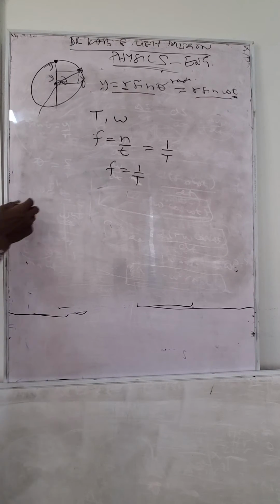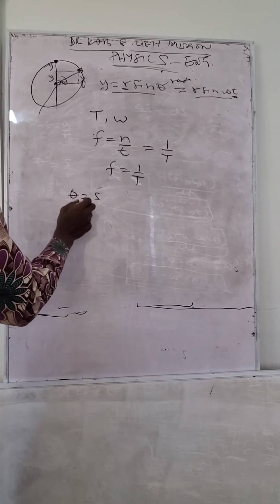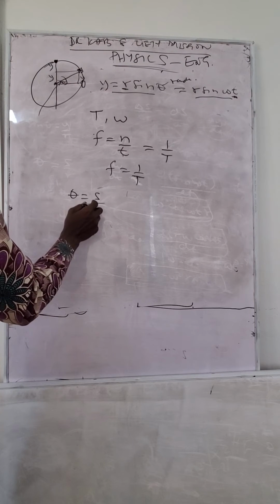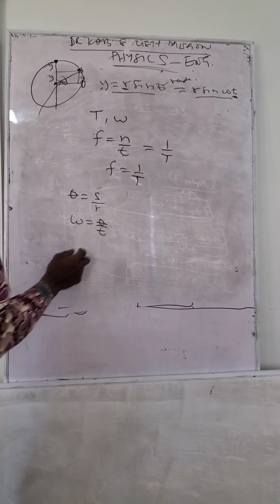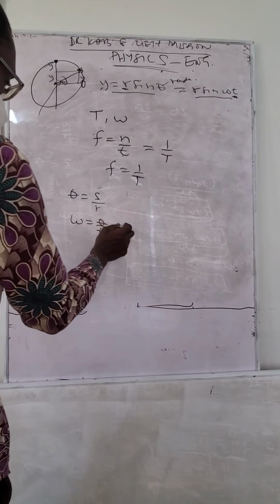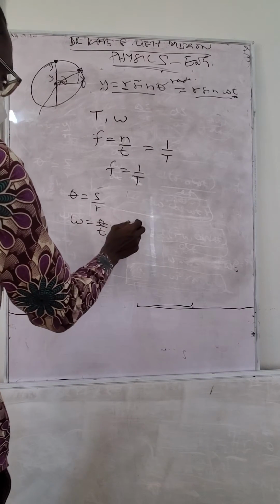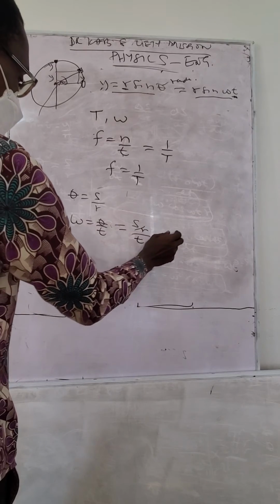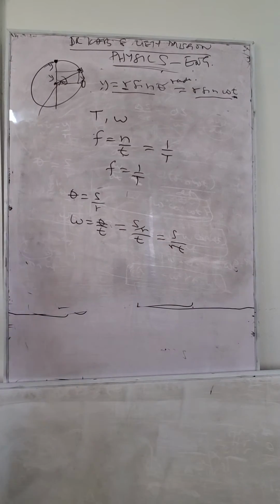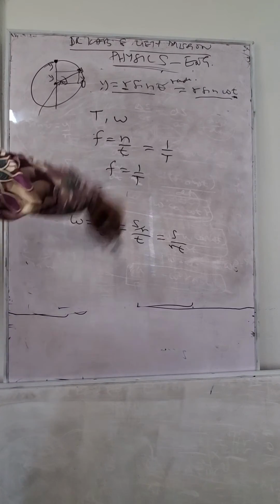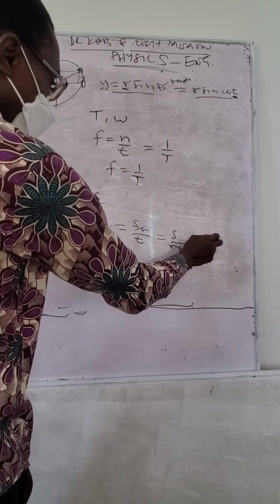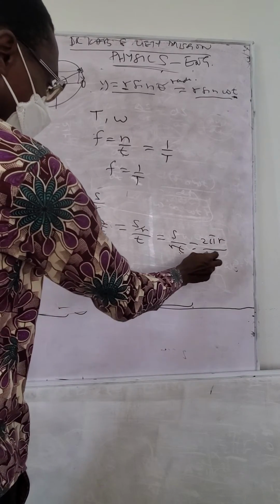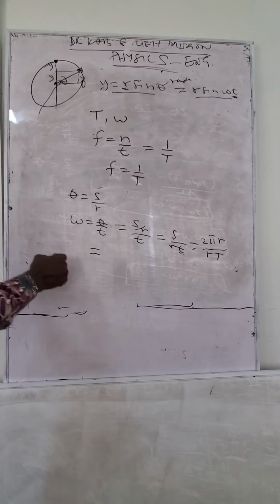Good. Now, we know that theta is equal to distance over r, and we found out that omega is equal to theta over T. Let's put in this expression. It will mean S over T, which is S over rT. Now, for one revolution, this distance becomes 2 pi r, and the time becomes capital T.